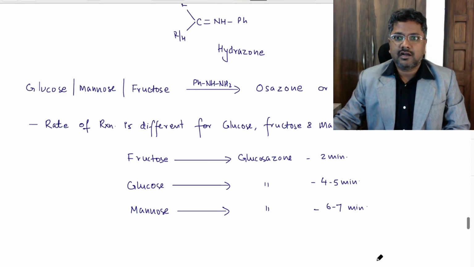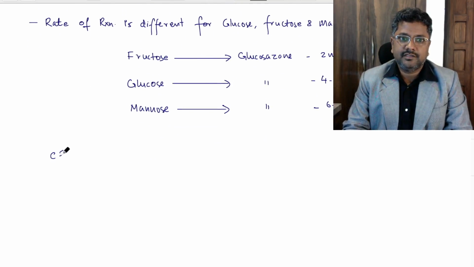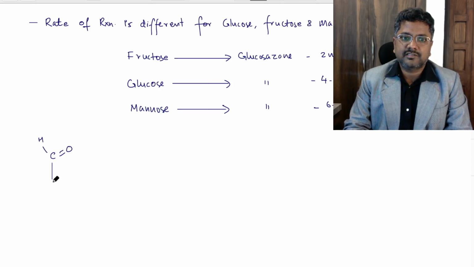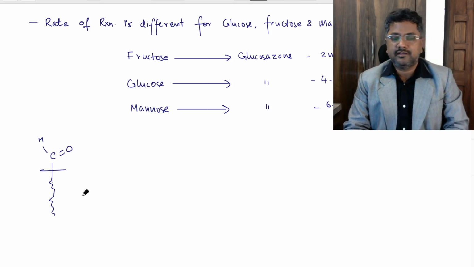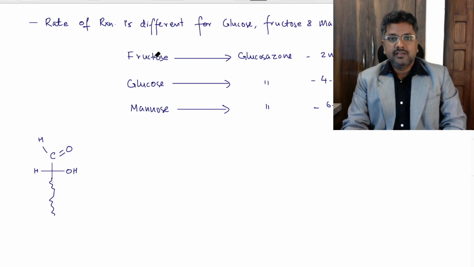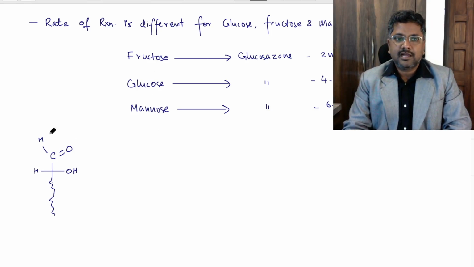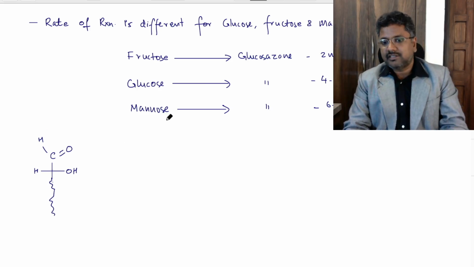Now see how this glucosazone is formed. See, in this reaction, first two carbons are used and the rest part is not used. So I am drawing here the structure of D-glucose. Fructose, glucose, and mannose differ only in the first two carbons, and these two carbons are involved in the osazone formation. Therefore, all three form the same osazone, right?